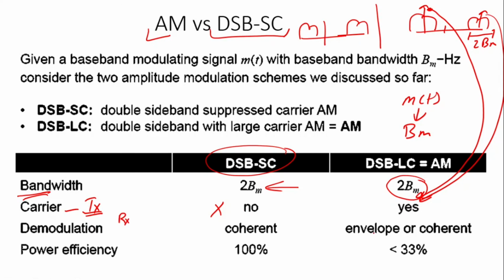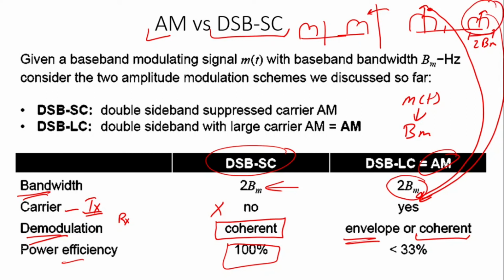On the receiver side for AM we do not need a local oscillator. That is, on the demodulation side we can use an envelope detector, or we can also use coherent demodulation for AM. On the other side, for double sideband suppressed carrier, we do need coherent demodulation because otherwise we would not be able to track the zero crossing. And power efficiency is 100% for double sideband suppressed carrier because there is no carrier, whereas in AM the maximum that we can achieve is actually 33% for a single tone.